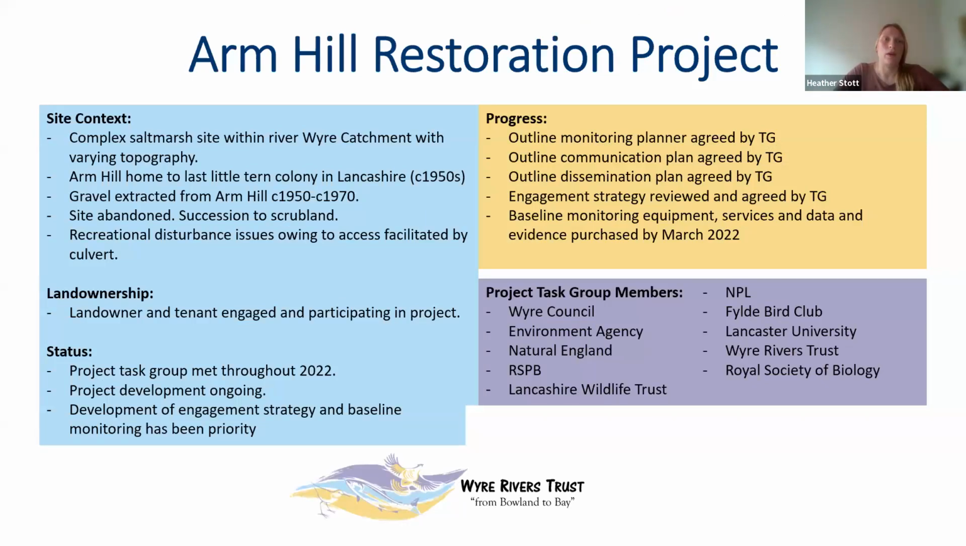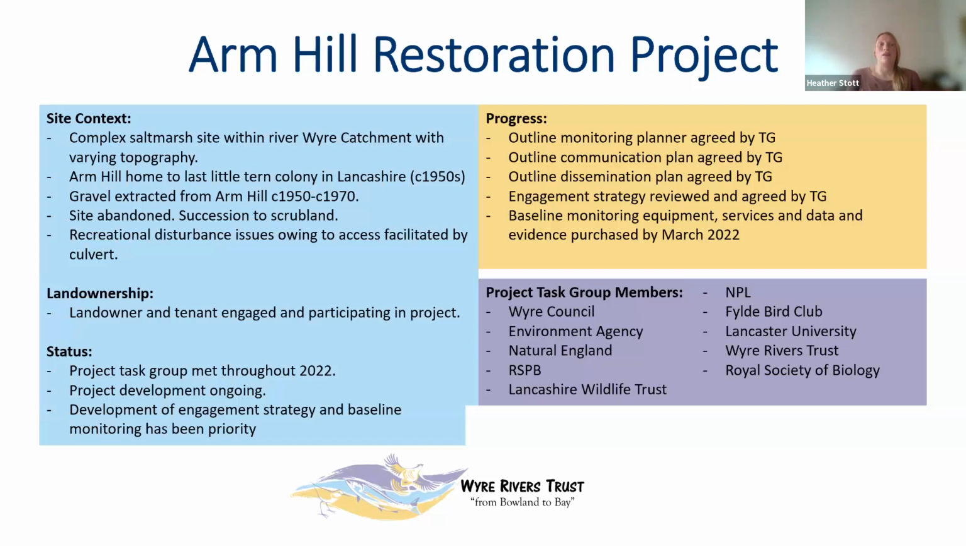So if we think about a bit of an introduction to our Arm Hill Restoration Project, it's on the site of complex salt marsh, so we don't have the classical linear embankment that you might find. It's very undulating, and within the salt marsh, on the edge there is a spit, and that was home to the last tern colony in Lancashire in the 1950s. From 1950 to 1970, that site was used for gravel extraction. Since then, the site was abandoned and scrubland has developed.